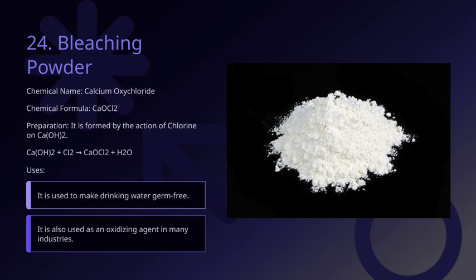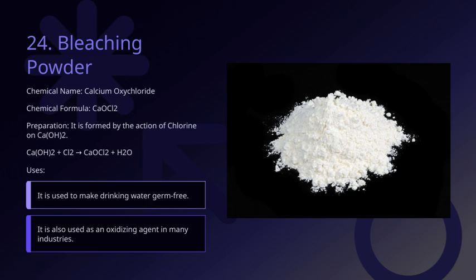Now, how is it prepared? It's formed by the action of chlorine on calcium hydroxide, which results in the production of calcium oxychloride, known as bleaching powder. Its chemical formula is CaOCl2, and the chemical name is calcium oxychloride. Overall, bleaching powder plays a crucial role in sanitation and water treatment, connecting to our broader theme of chemical applications for health and safety.